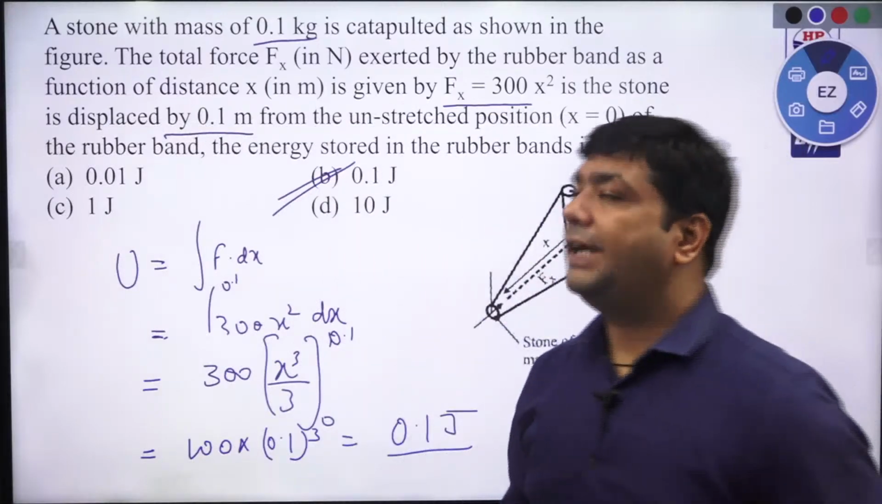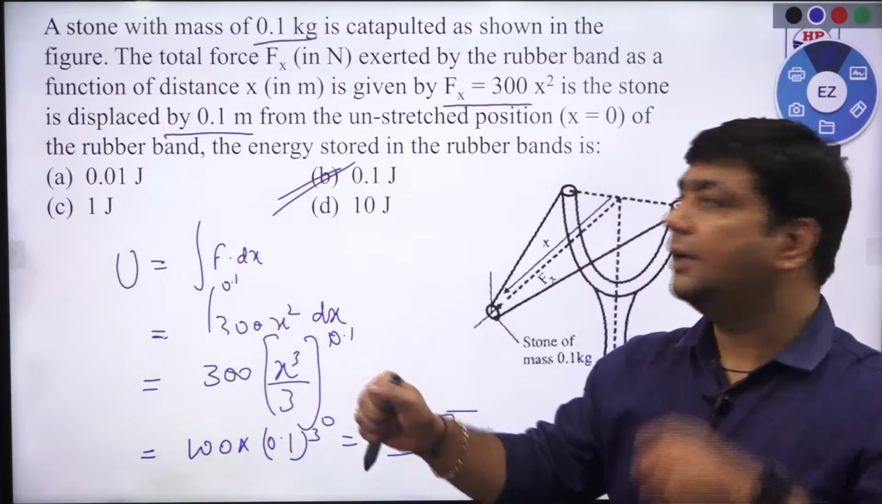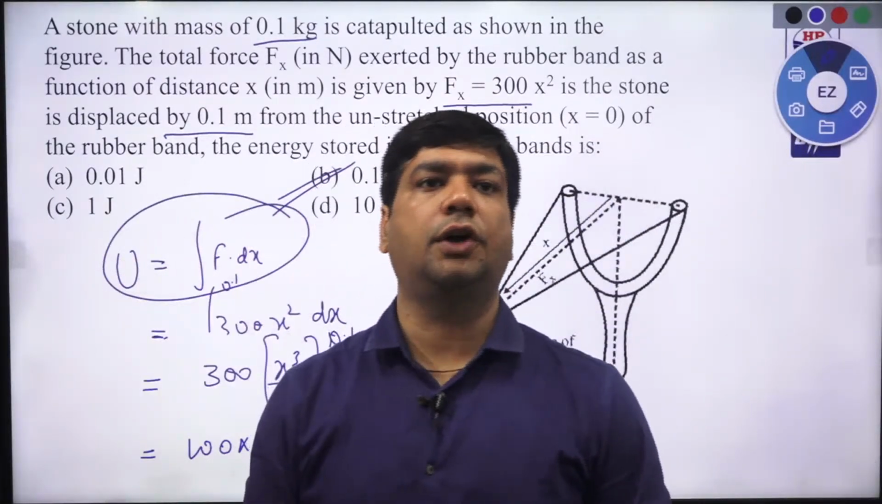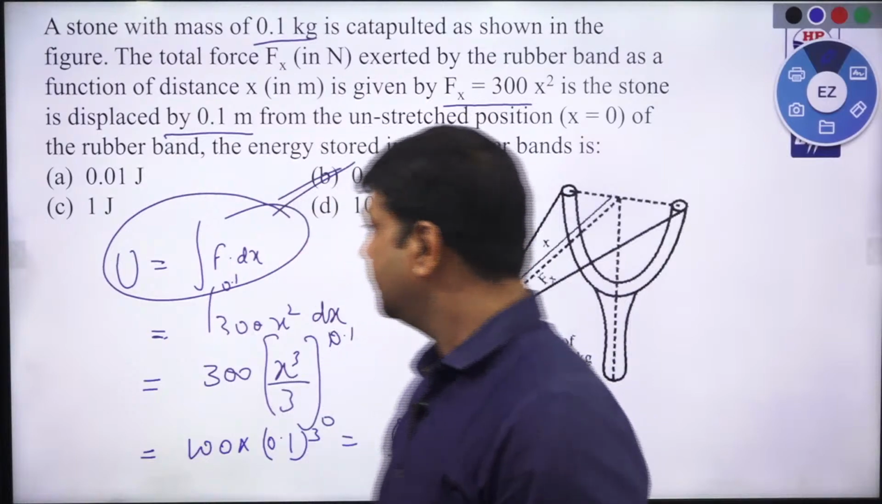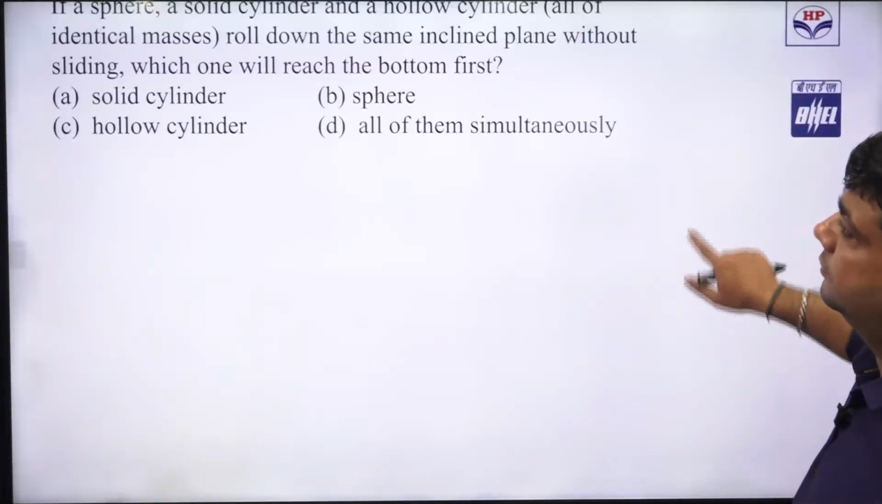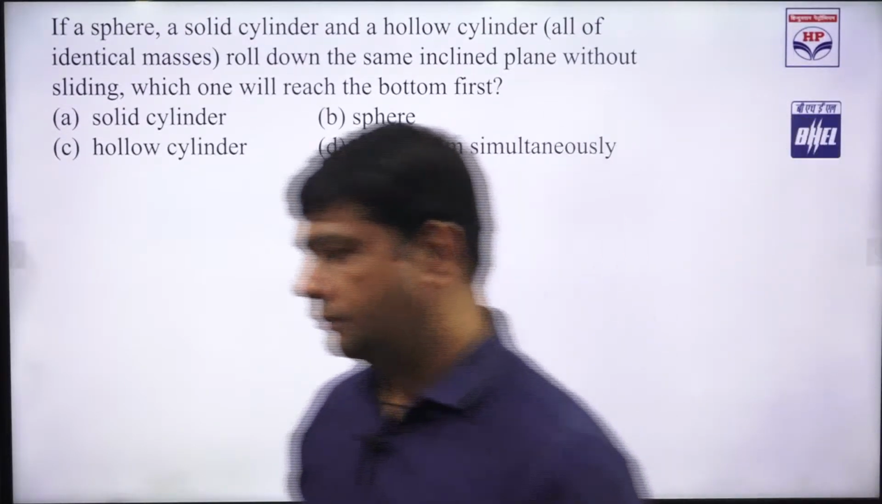Do you get it? Whatever energy is stored, whenever you stretch the rubber band, it is stored in the form of work done. That is U equals the integration of F dot dx. Okay. Just solve this one.